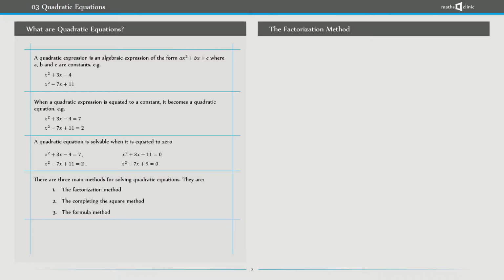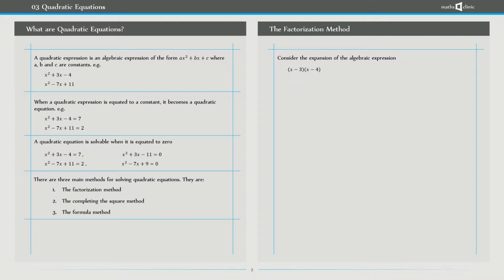So, the factorization method. I'm going to explain this to you using some very short simple steps. I need you to watch very closely and follow me very closely as I do this. The first thing we're going to do, consider the expansion of the algebraic expression. We want to expand something. We have x minus 3 multiplying x minus 4.